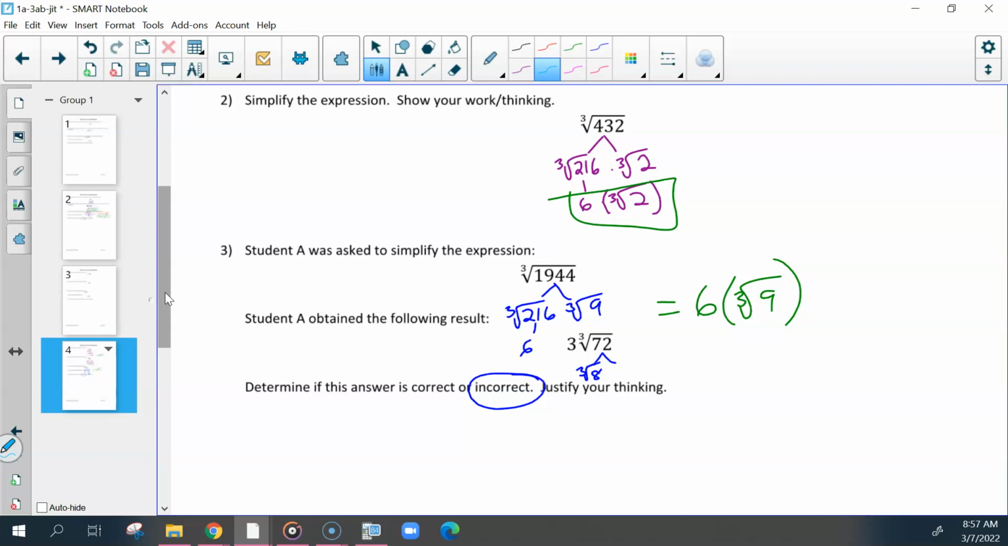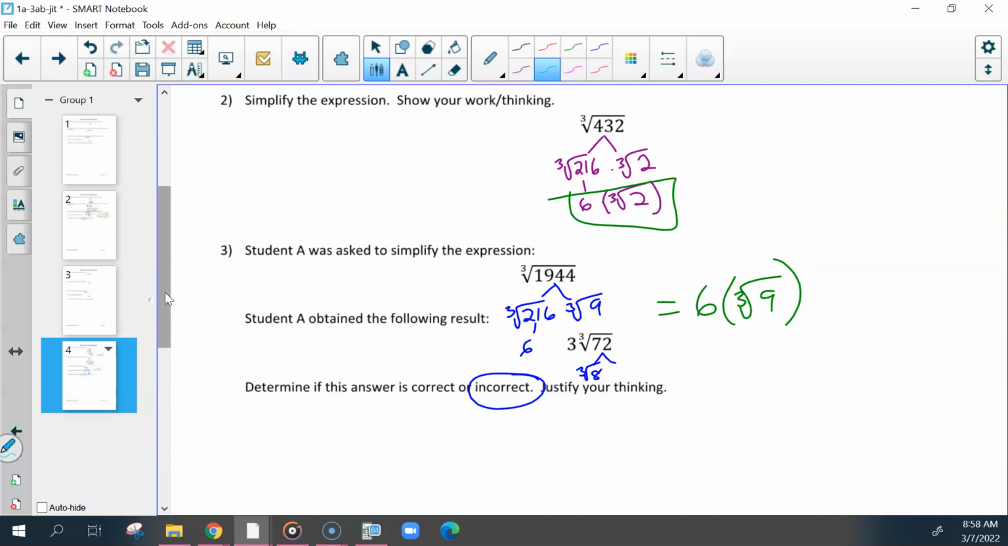And then for number 3, the highest perfect cube that went into 1944 was 216 again. And then 9 would be left. 9 is a perfect square, but not a perfect cube. And if we break down 9, its factors are 3 and 3, so we don't have a group of 3 to come out. So that is as simplified as possible. 6 times the cube root of 9 would be your final answer.